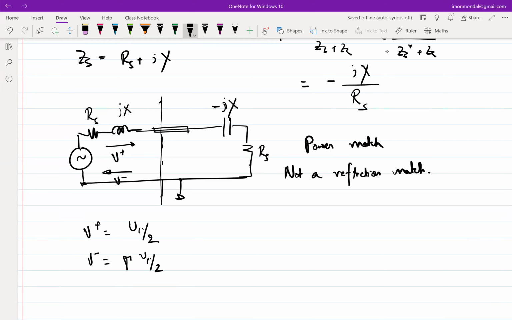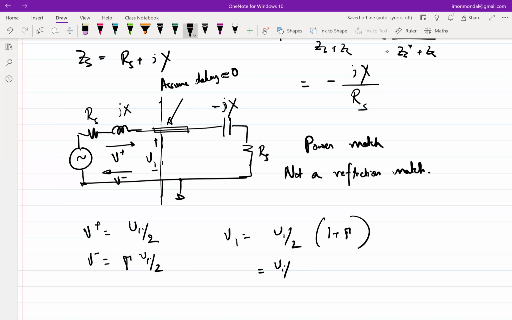And naturally, if I say V1, and in this case, I'm assuming the delay of this transmission line is close to 0. Otherwise, you are going to have that extra stuff, right? So assume delay to be approximately 0. So your V1 will be, as usual, Vi by 2 times (1 plus gamma), which in this case is 1 minus jX by Rs. And you do the math in the classical way, you will get the same result, right? Okay. Does that answer your question?